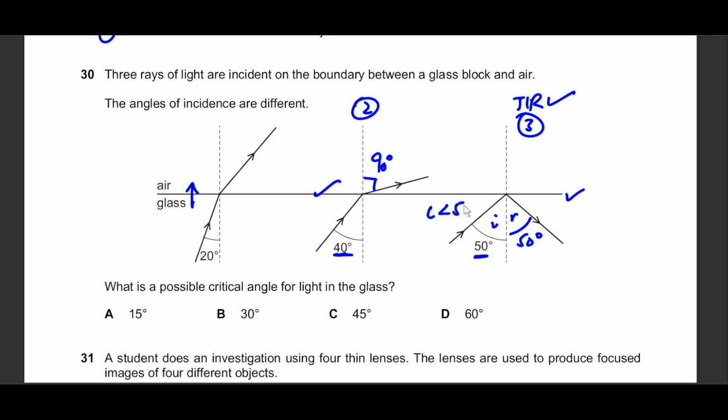The critical angle should be between 40 and 50. So it's not 50, it's not 30, it should be 45, cannot be 60, because it has already happened. If we increase the angle and introduce this at 60, the angle of refraction will also be 60. And besides, the reflection part has already happened. So we're looking for a critical angle where it will become 90. Okay, so it's going to be option C.